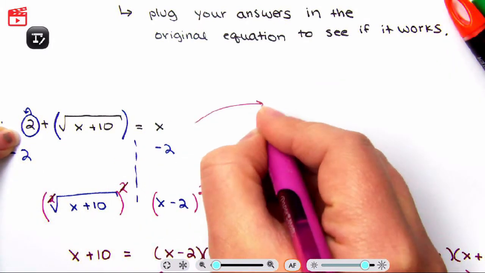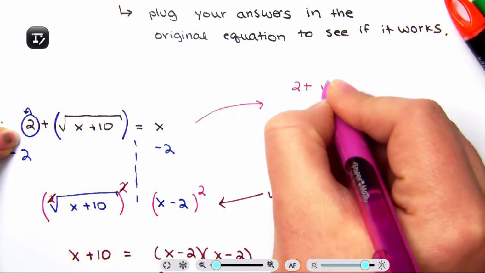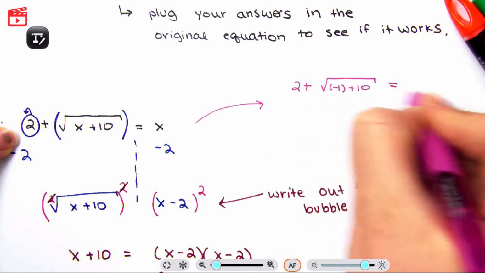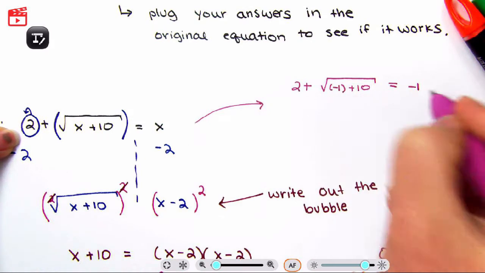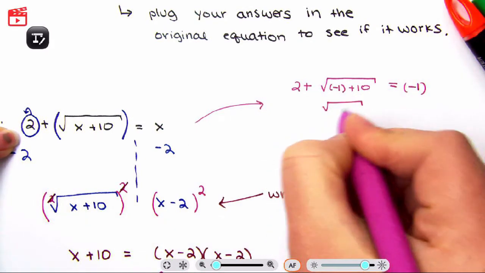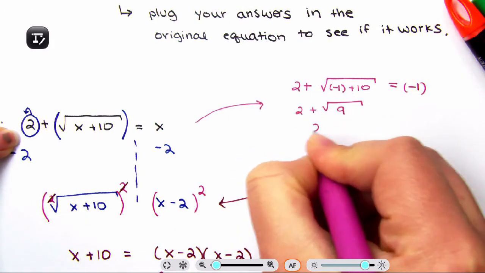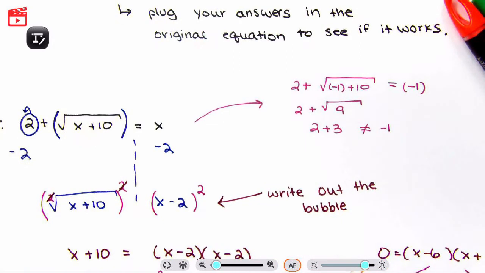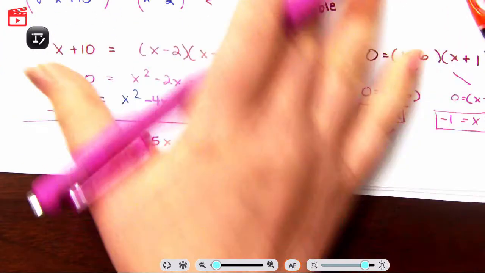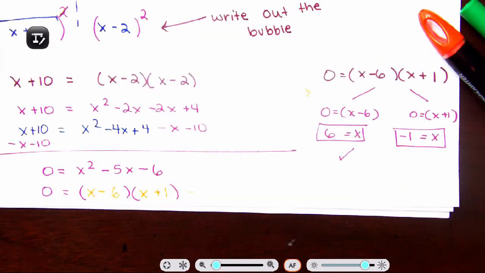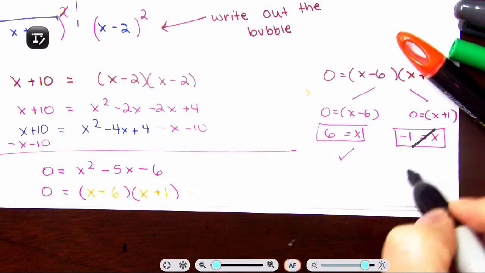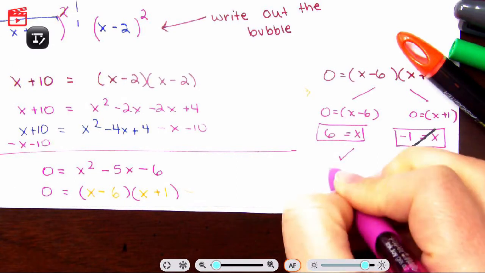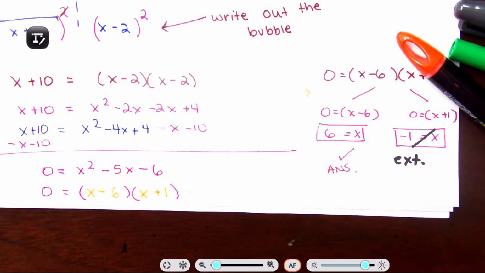So let's go ahead and write this one out just so you can see it, because it actually didn't work. So I have negative 1 plus 10 is equal to negative 1. Again, this is the square root of 9 plus 2, which means I have 3 plus 2, which does not, in fact, equal negative 1. Therefore, when we're back down here, this one is extraneous. So we omit it. So what is our answer? Our answer is x equals 6 only.